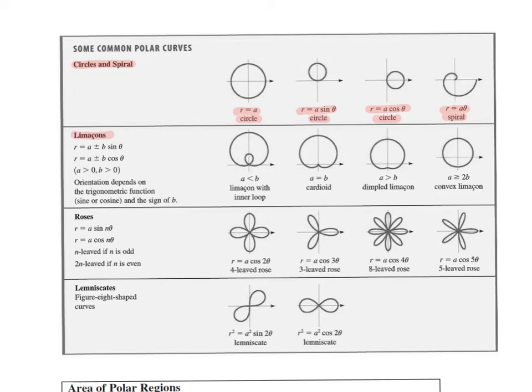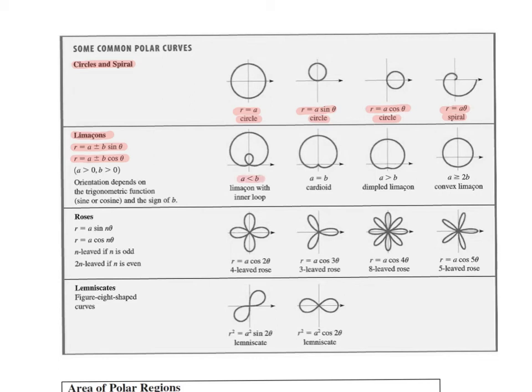Limacons are sometimes called cardioids if they have a special a and b value which are equal. Anyway, they take the form of r equal to a plus or minus b sine theta, or r equal to a plus or minus b cosine theta. Now in these particular examples, did you see these 4 examples? That would be if it was a sine, because notice these are graphed on the y-axis, which is sine. If it was flipped over onto the x-axis, that would be cosine.